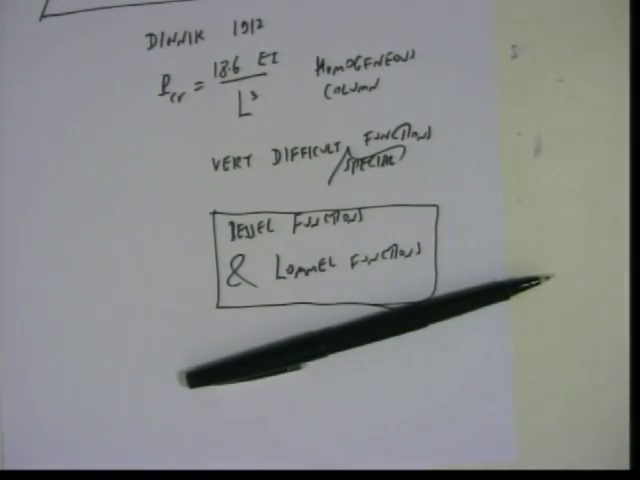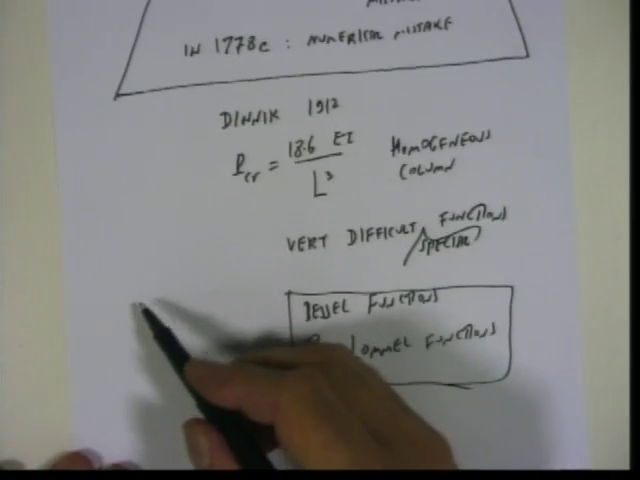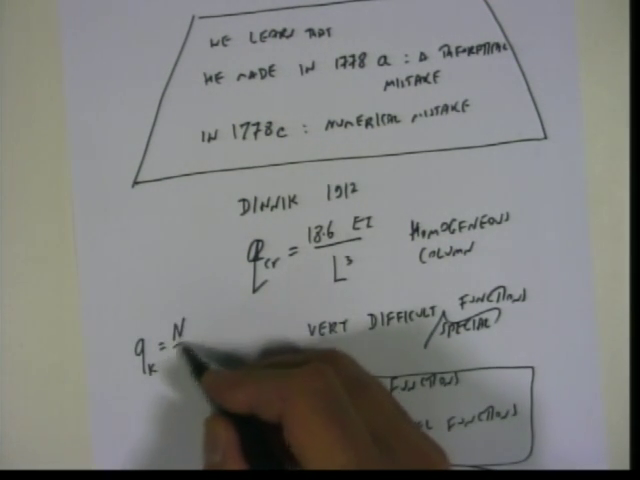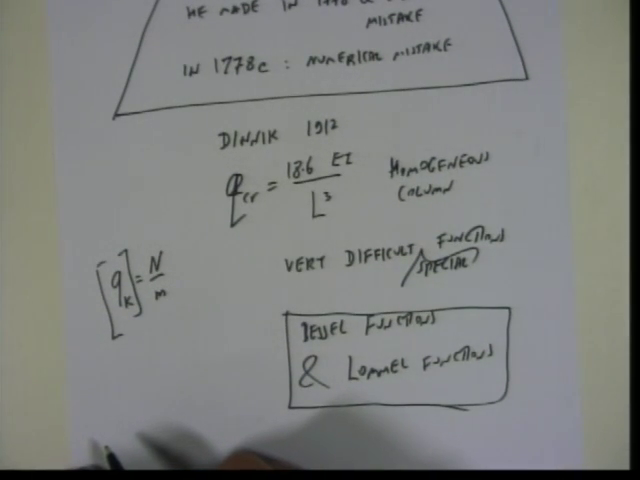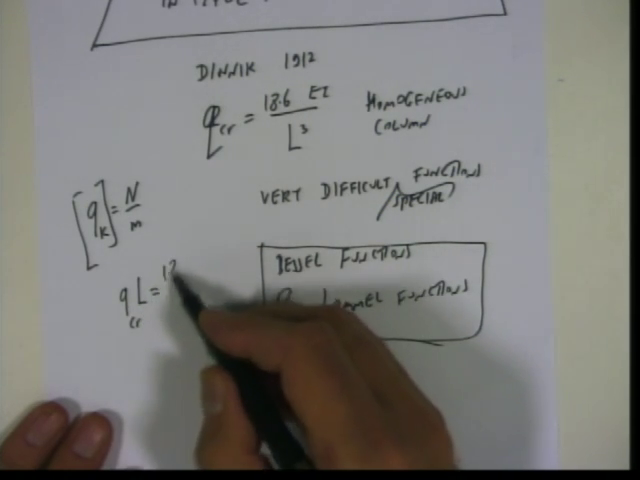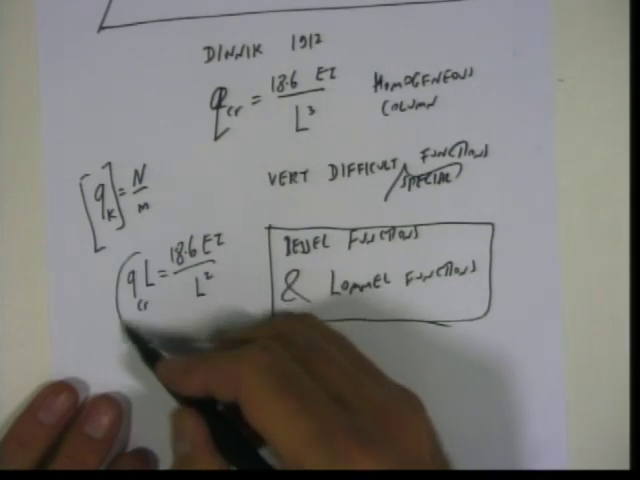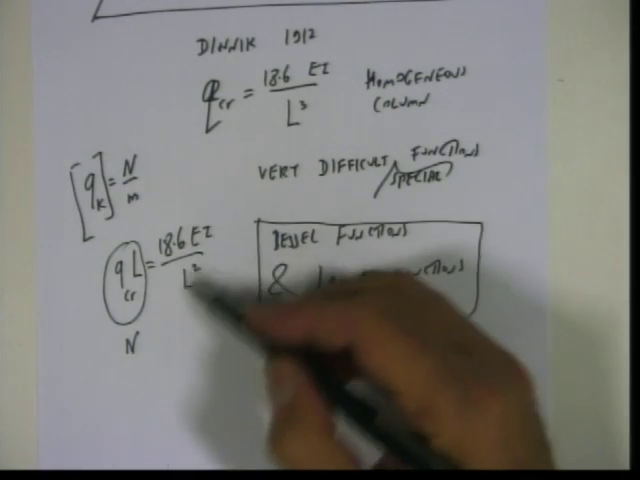Yes, sir. Units? Oh, that's very easy. Okay. Oh, I said Q critical. Q critical is Newton over meter. It's dimension. So Q critical L equals 18.6 EI over L squared. So that is load. And this is Newton. So then we get familiar.